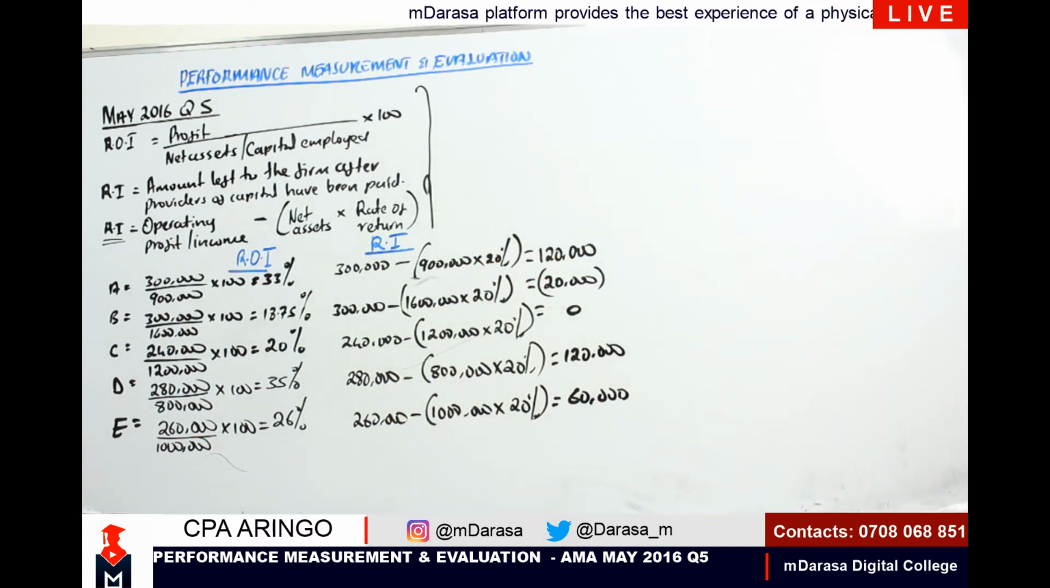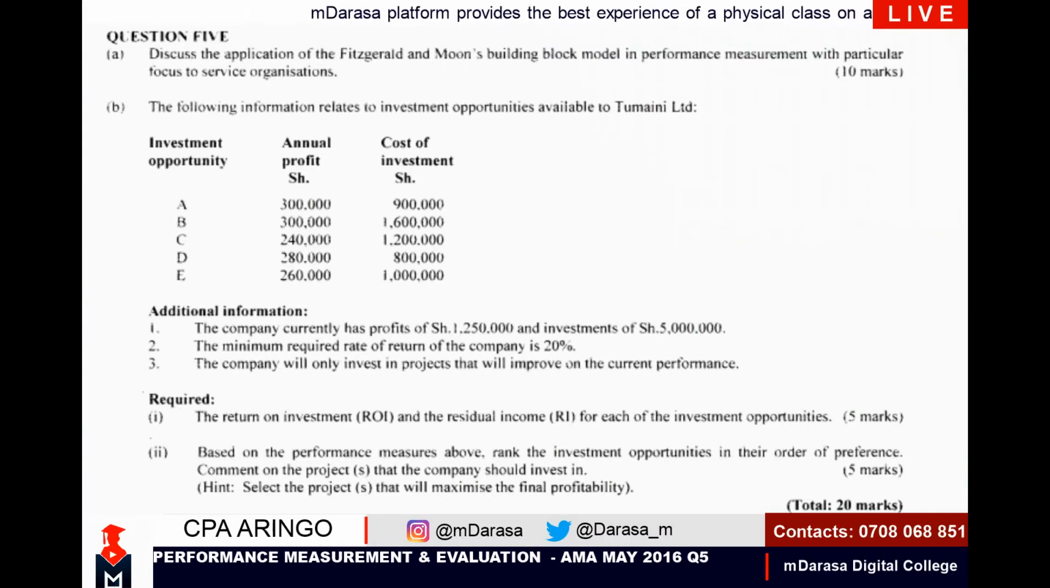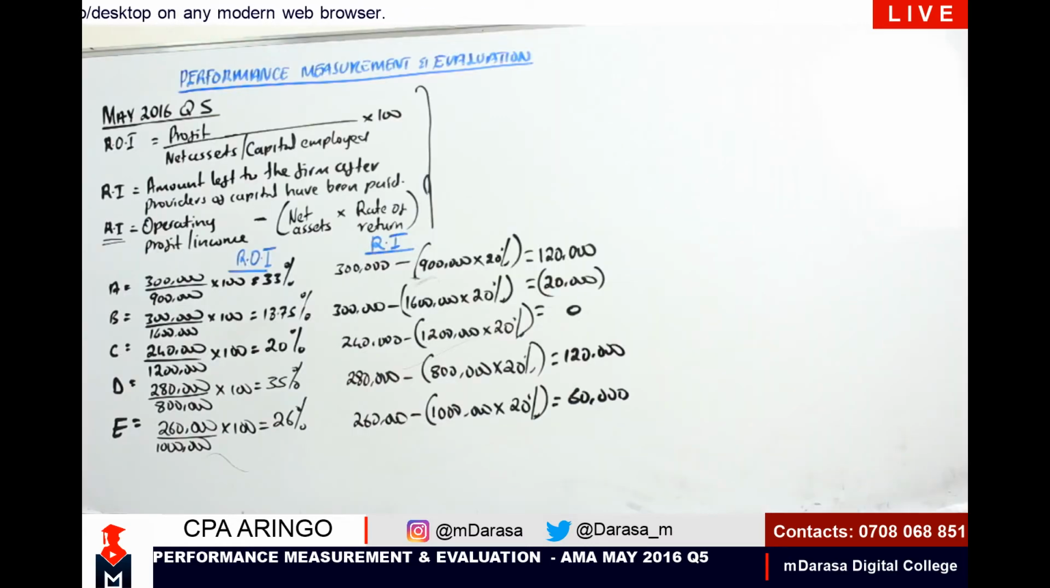I want us all to go to part, look at note number 1. The company currently has profits of 1,250,000 and investment of 5 million. So my good student, the first thing that I should do in that case is for us to determine what will be the current return on investment of the firm.